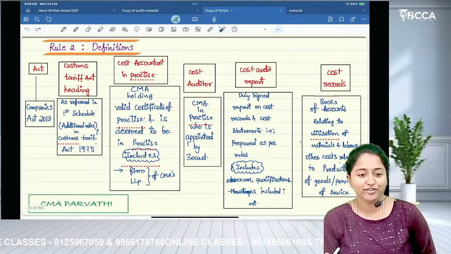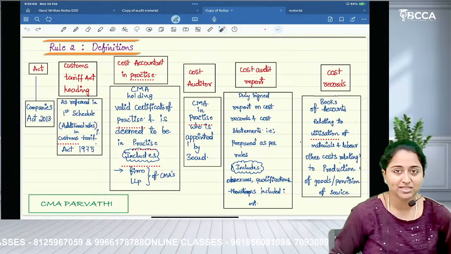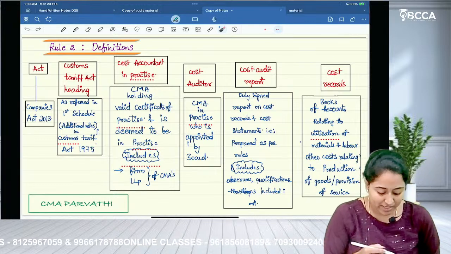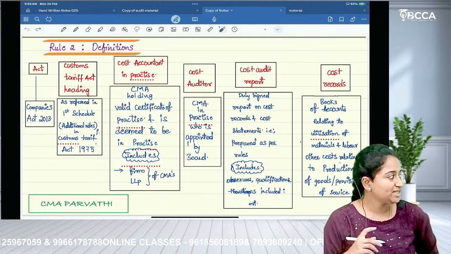Rule 2, definitions. We have certain definitions which are given under this Companies Cost Records and Audit Rules 2014. Now what are these definitions? We'll know. Okay? Now, Act. Act means the Companies Act 2013 here.